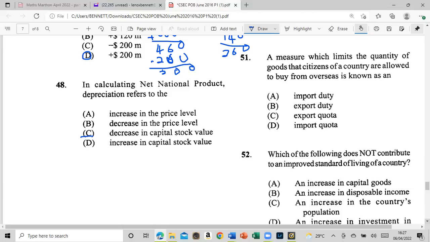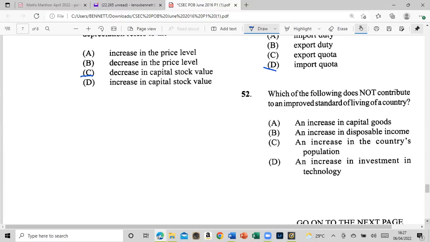A measure which limits the quantity of goods that citizens of a country are allowed to buy from overseas is known as: import duty, export quota, or import quota? All right, so 51 is the import quota. All right, let's move on to 52.